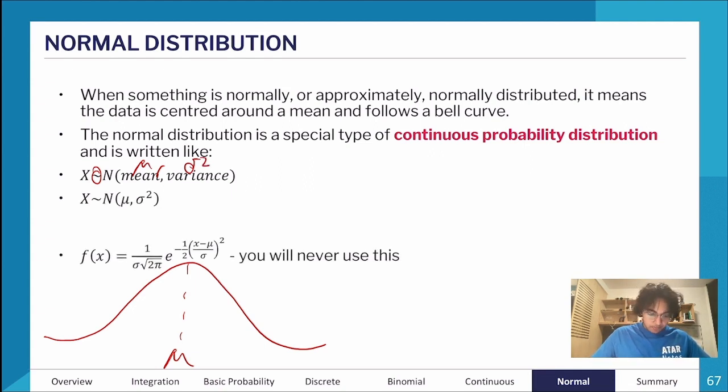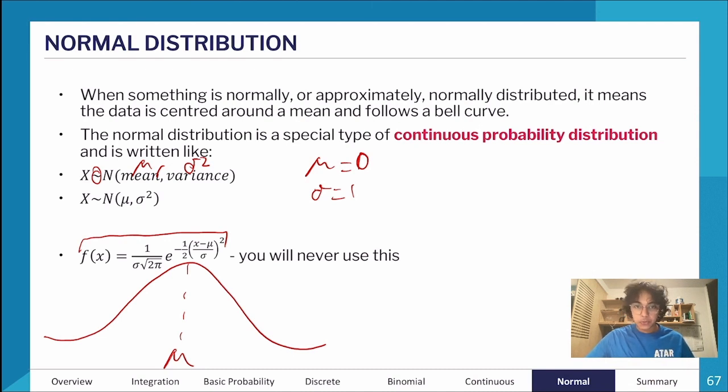The actual equation for a normal distribution is this, and you will never use this. You can maybe have a go chucking it into a calculator. Maybe for fun, throw in mu equals 1, sigma equals 1, or mu equals 0, sigma equals 1. That's your standard normal distribution. And maybe try integrating it from 0 to 1 and see what you get. Your calculator might chug for a while, but it should spit out a nice value. But you'll never use that, so don't worry about it too much.